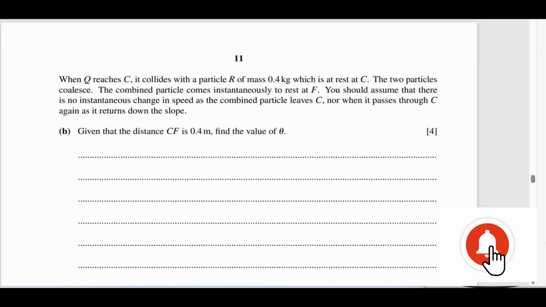Now for part B, when Q reaches C, it collides with particle R of mass 0.5 kg, which is at rest at C. The two particles joined together, coalesce means they join together, become the combined particle instantaneously to rest at F. You should assume that there is no instantaneous change in speed as the combined particle leaves C, nor when it passes through C when it again returns down the slope.